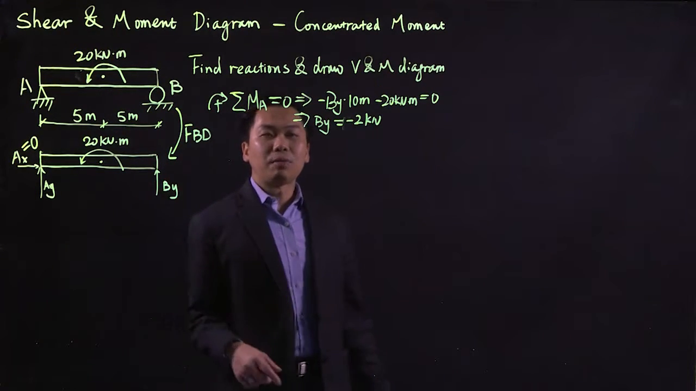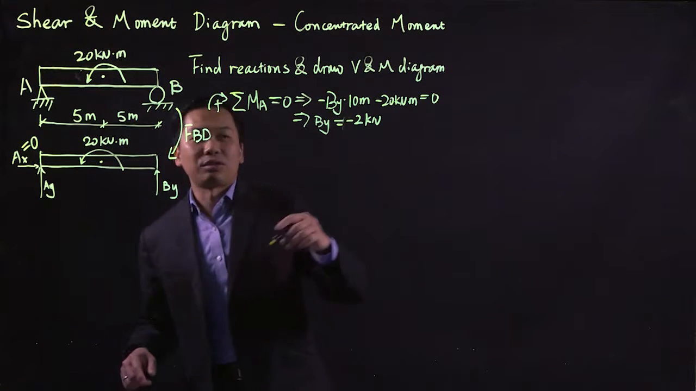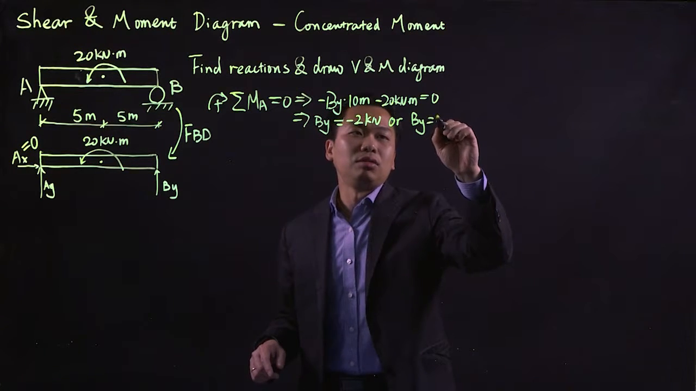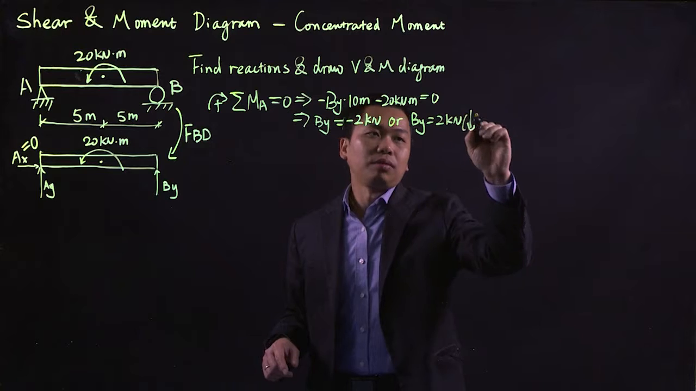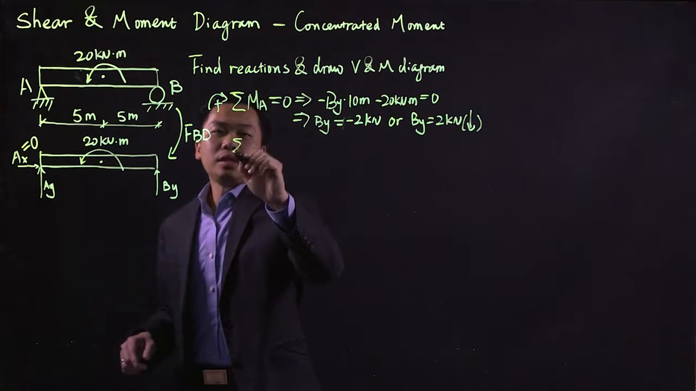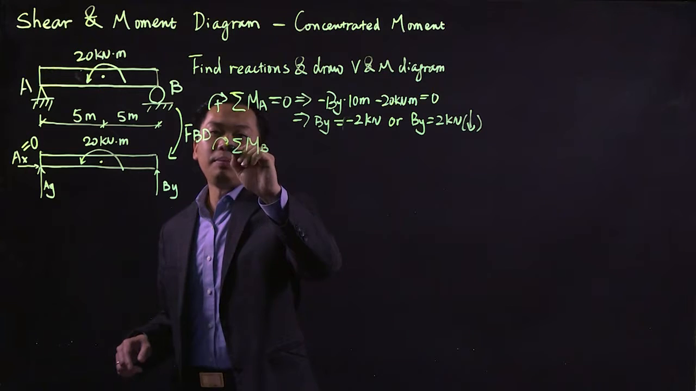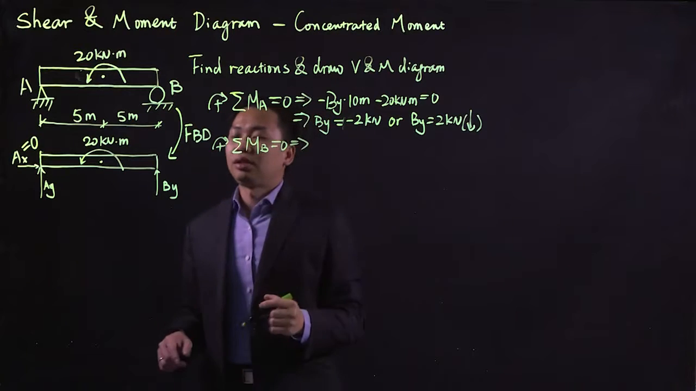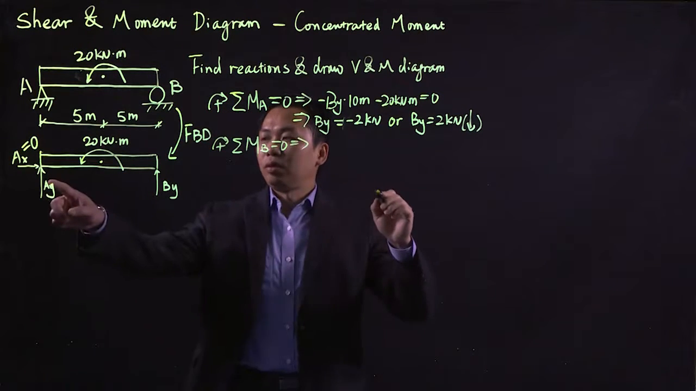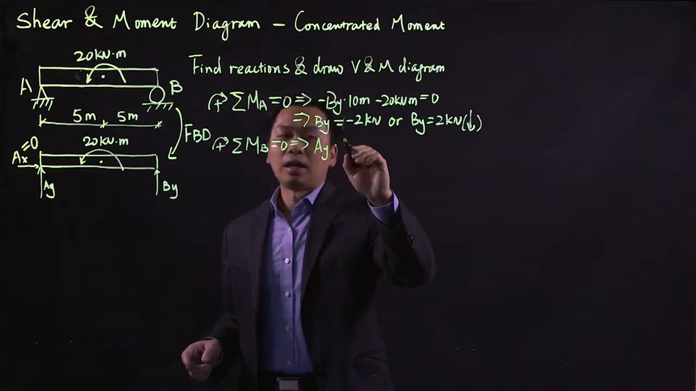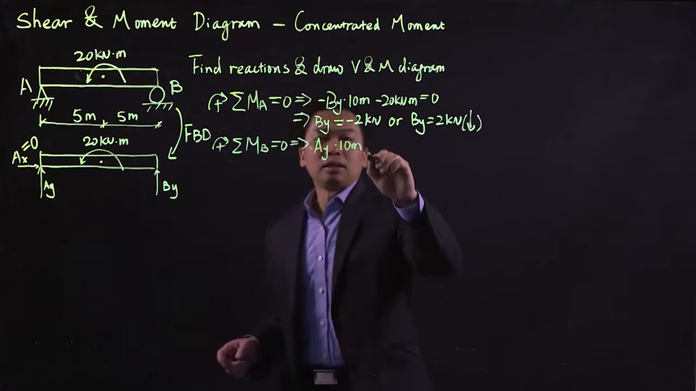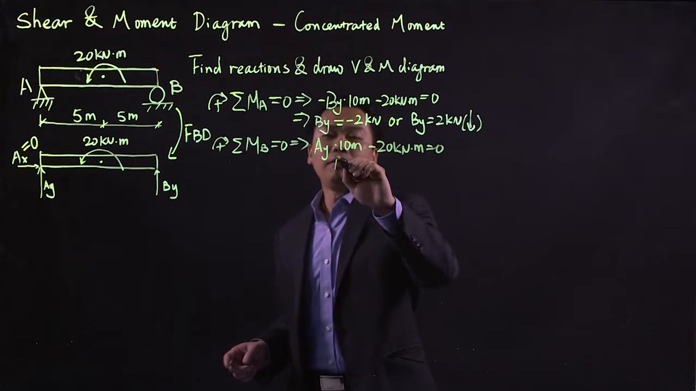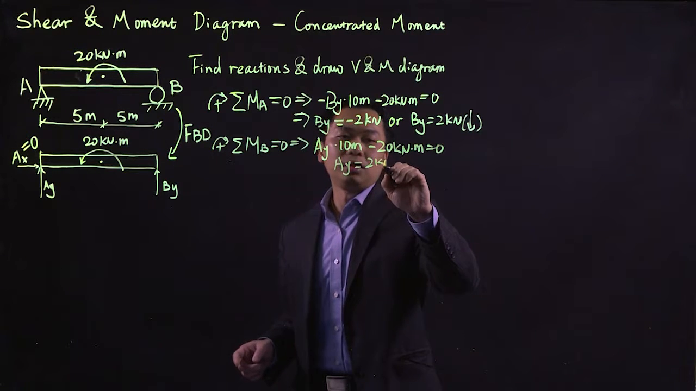We're assuming the force is going upward. This negative tells us the force is actually going downward. Therefore, BY is equal to 2 kilonewtons, but it's going downward. And if we sum the moment at point B, because of equilibrium, the summation is going to be equal to 0. What we have is AY times the moment arm of 10 meters, minus this 20 kilonewton meters, is equal to 0. Therefore, our AY is equal to 2 kilonewtons.